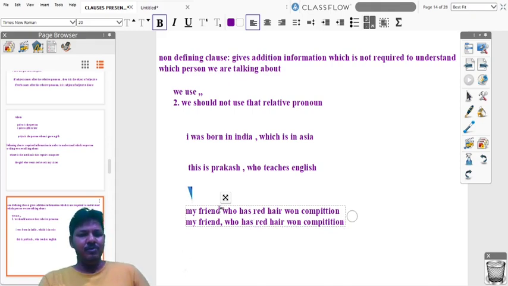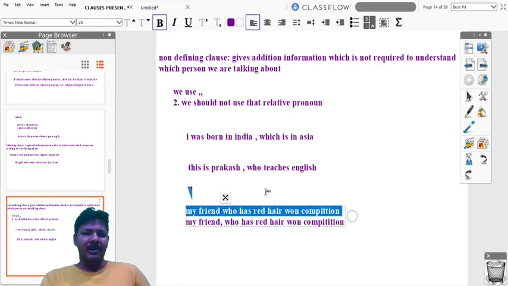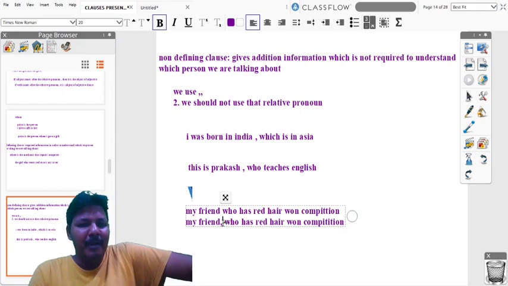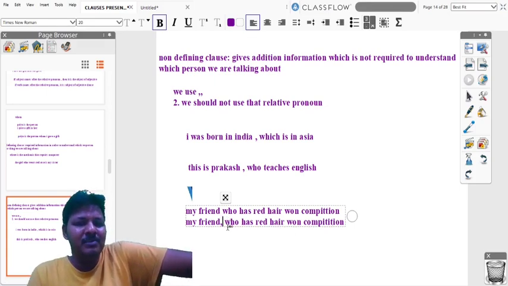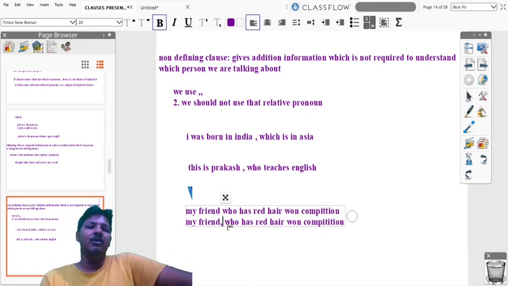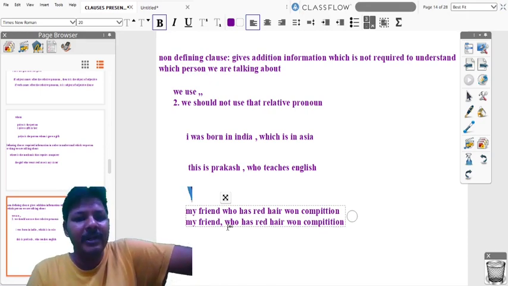Here the first sentence has a defining clause, the second sentence has a non-defining clause, but there is a difference between them. In the first sentence, my friend who has red hair won the competition, I have only one friend who has red hair, and that friend won the competition, friends. In the second sentence, my friend, that means it is a non-defining clause. Here my friend, who has red hair, won the competition, that means you have so many friends who have red hair, and among them one won the competition. So this is how we make the difference between a defining clause and a non-defining clause, friends.